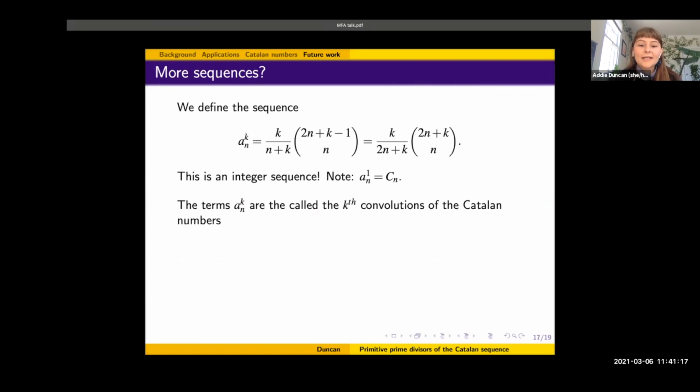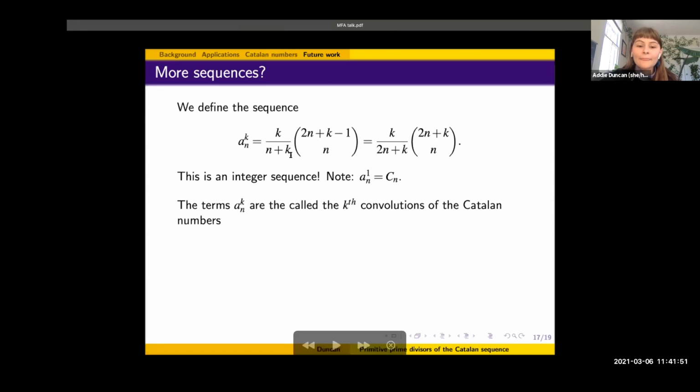Then to move on to the future work, or the work that I'm doing currently, I was interested in taking that result for the Catalan sequence and showing it for other types of related sequences. In particular, I was interested in the sequence called the kth convolution of the Catalan numbers. It's given by these formulas right here. There's a couple of different ways you can write it that are equivalent. The idea is you fix a k and you index on n, and it gives you an integer sequence, which is really cool.